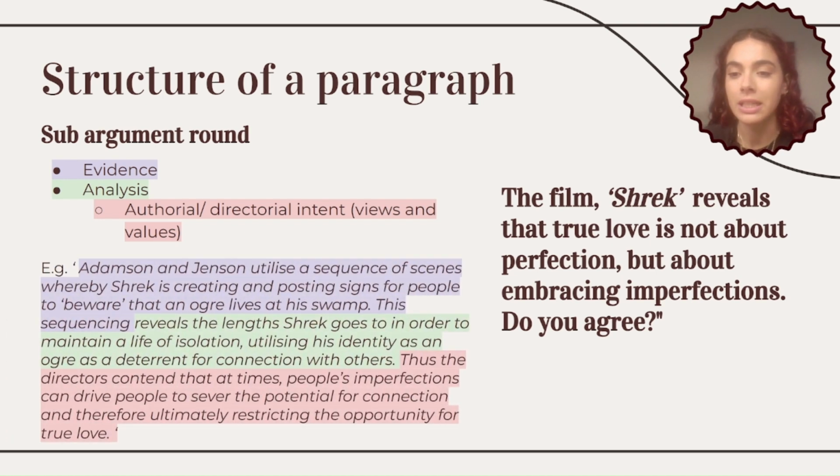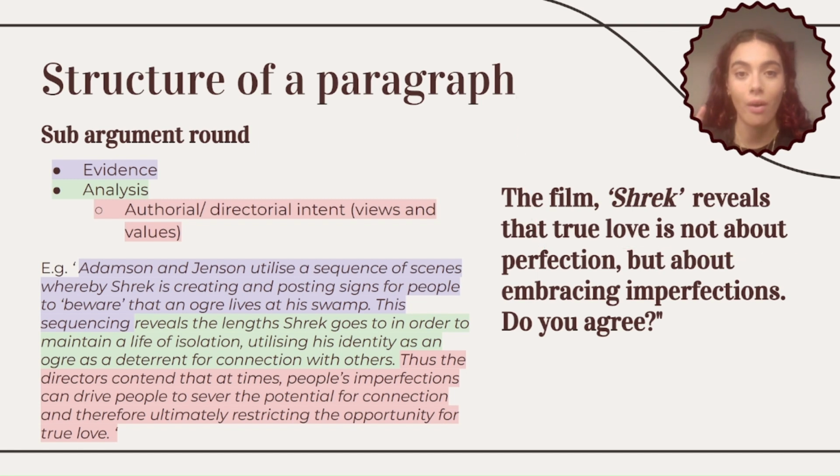Let's get into it. So Adamson and Jensen utilize a sequence of scenes whereby Shrek is creating and posting signs for people to beware that an ogre lives at his swamp. Evidence. This sequencing analysis reveals the lengths Shrek goes to in order to maintain a life of isolation, utilizing his identity as an ogre as a deterrent for connection with others. Are you with me so far?